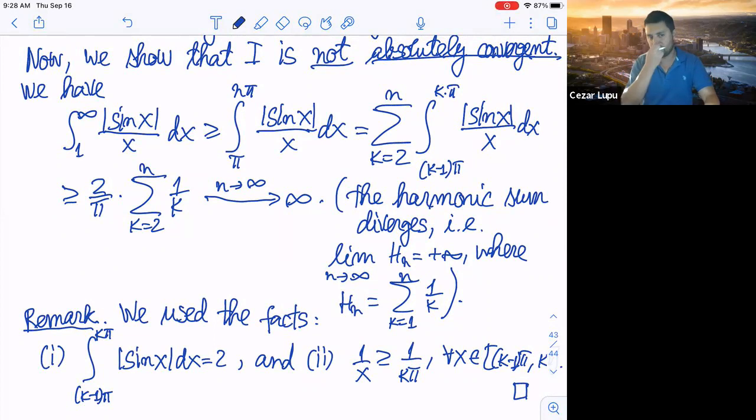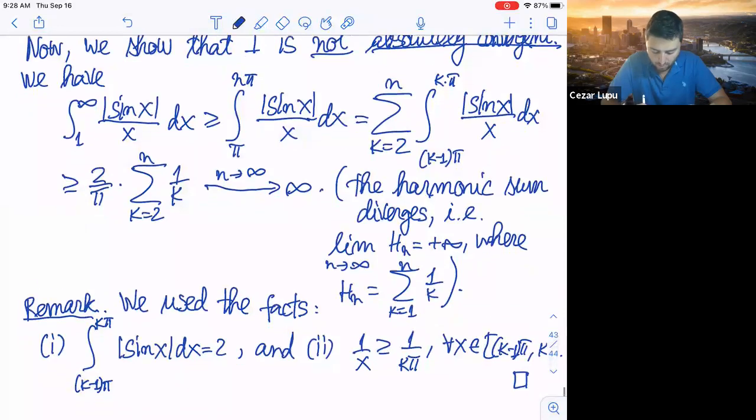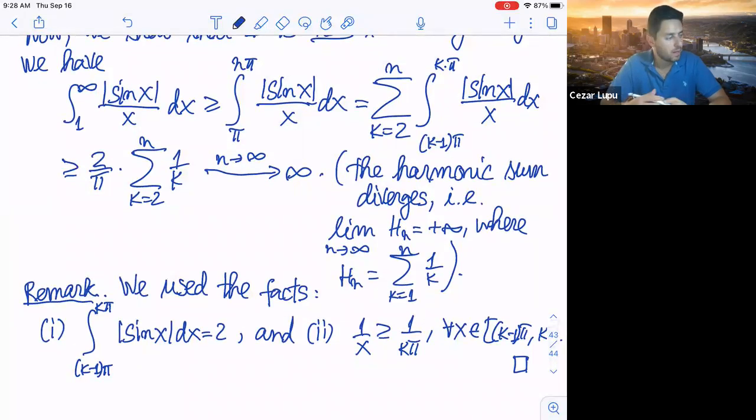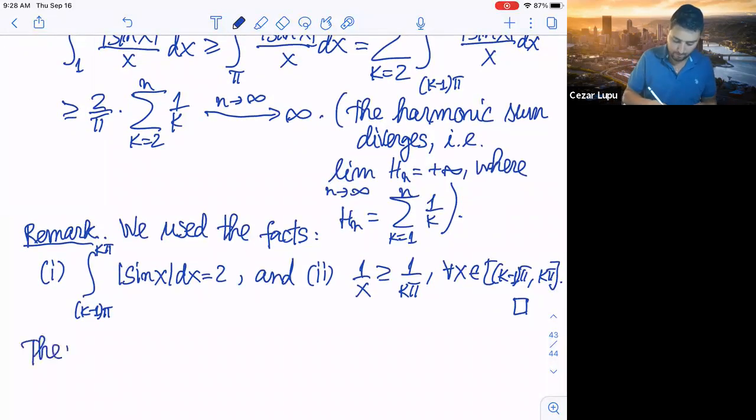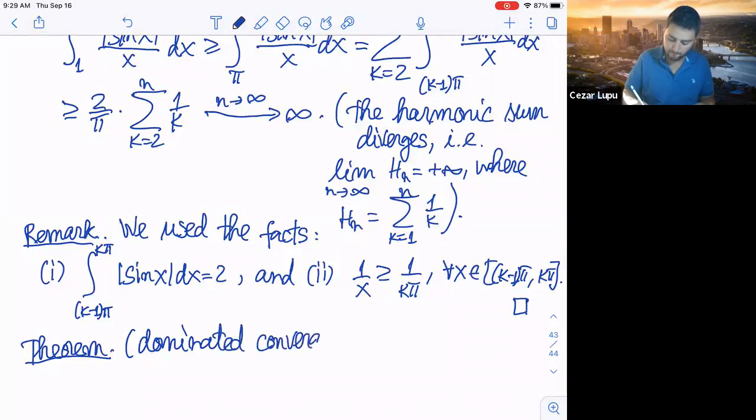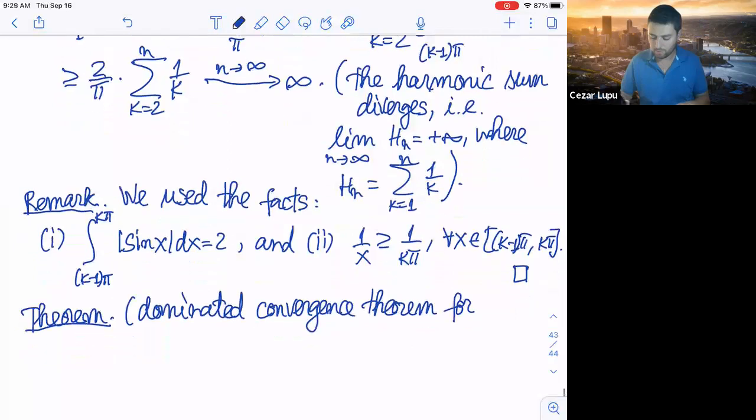But now I want to move on to something else. Like I said at the beginning, this would be a version of the dominated convergence theorem for improper integrals, and we will use this version for applications. So, theorem: we call this the dominated convergence theorem for improper integrals.